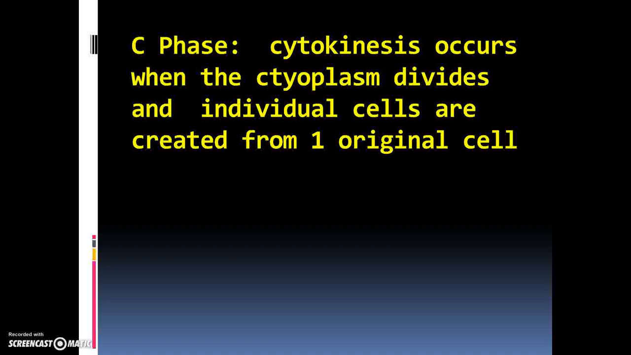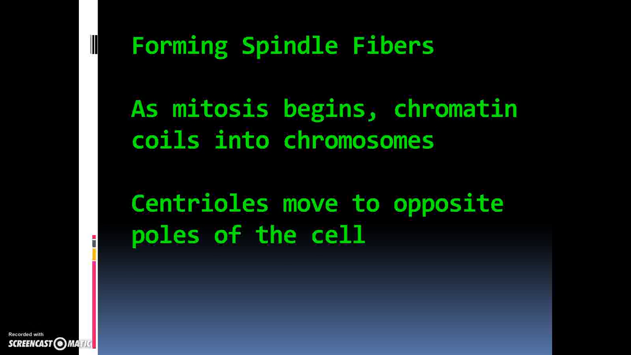Okay, so just looking a little bit more detail about what is going on here. So looking at the spindle fibers. So this is one of the things that we need to focus on a little bit when we're thinking about the cell cycle. So at the beginning of mitosis, the chromatin becomes the chromosomes. And we have centrioles that are moving to opposite poles of the cell. Okay, so remember those centrioles, those are unique to animal cells. Okay, and this is what they're going to help make the spindle fibers.